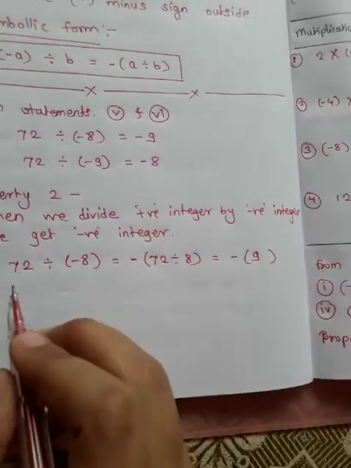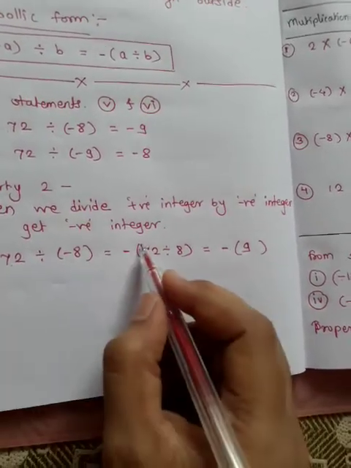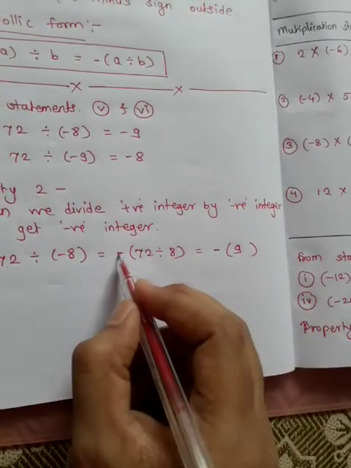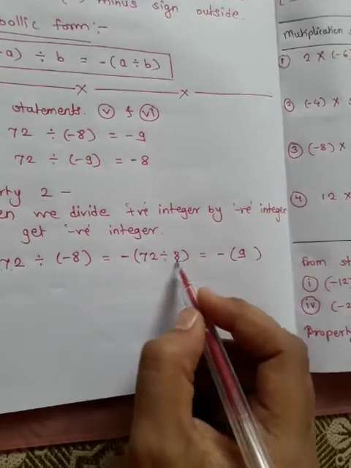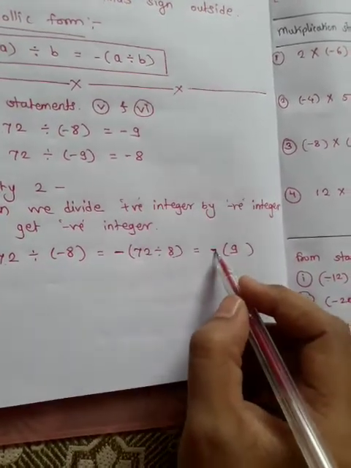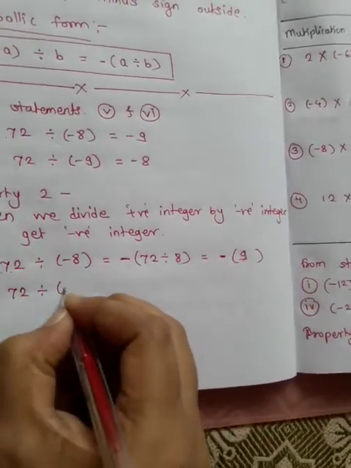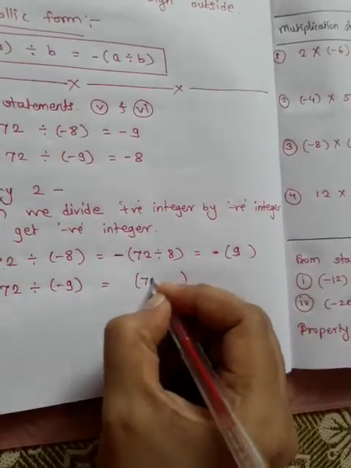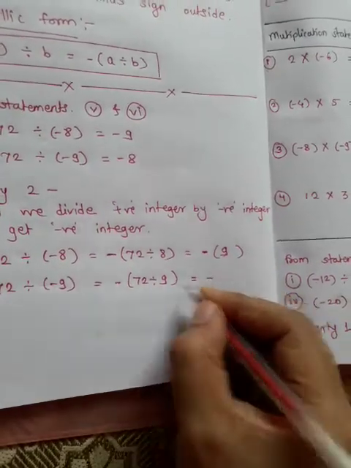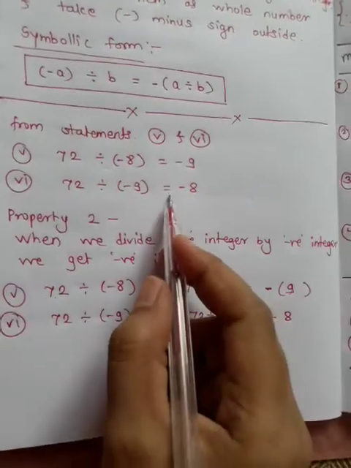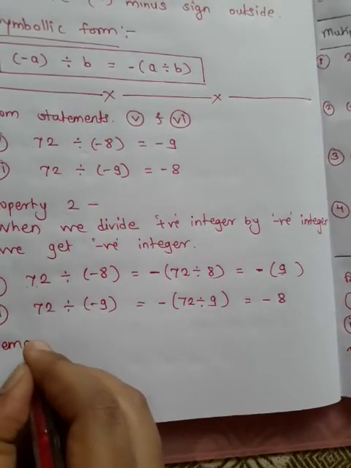So what do we have to do when we do actual division? First divide them as whole numbers and take the minus sign outside. When we divide a positive integer by a negative integer, first divide them as whole numbers and take the minus sign outside. So we get minus 9. And also the sixth statement, 72 upon minus 9: first divide them as whole numbers, taking the minus sign outside. So we get minus 72 upon 9, which is minus 8. Okay, so we get remark 2.